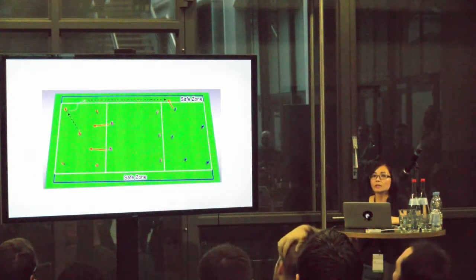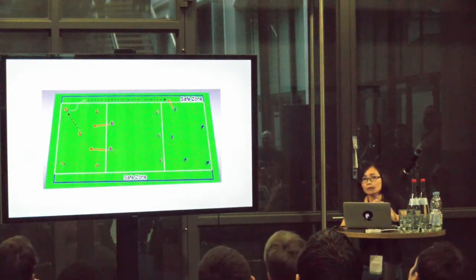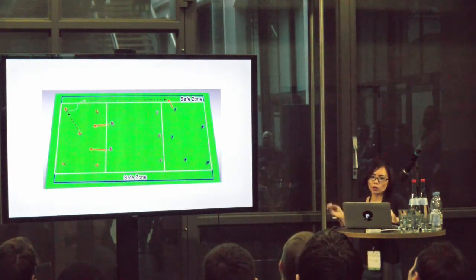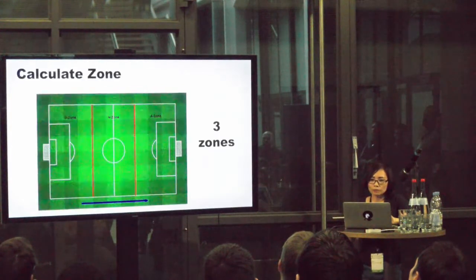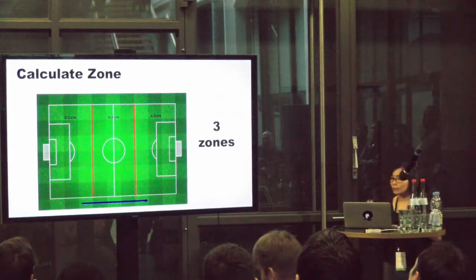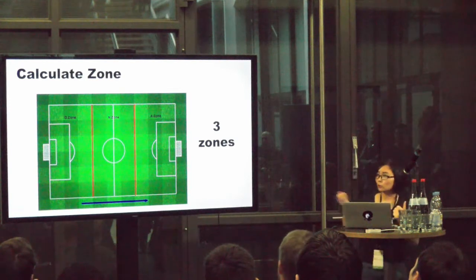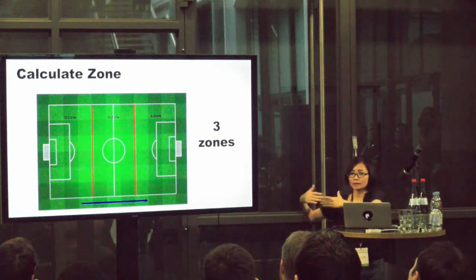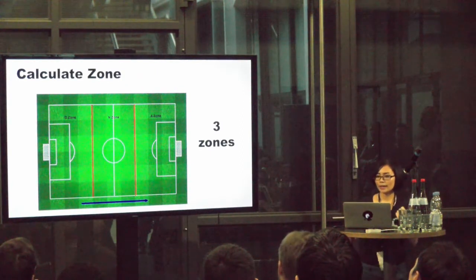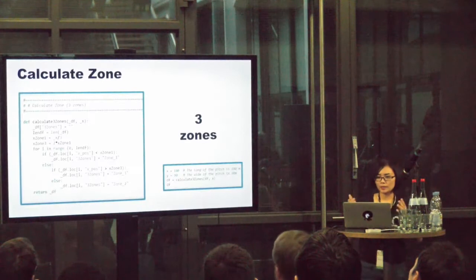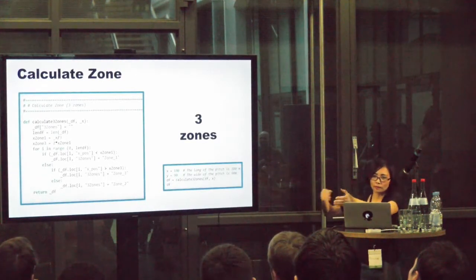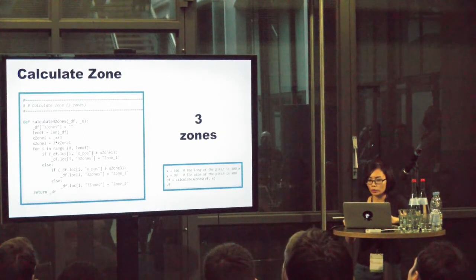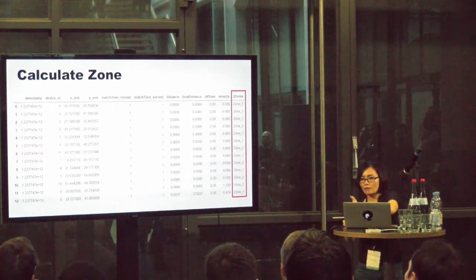Okay, so if we want to know how many times the player goes to each zone, we can calculate zones. We have a lot of ways to calculate zones. For example, with three zones, we divide the defend zone, neutral zone, and attack zone. And we can do it with Python. Very easy. We separate the x position by the length, and we divide by 3. Then we have one more column, the three zone.